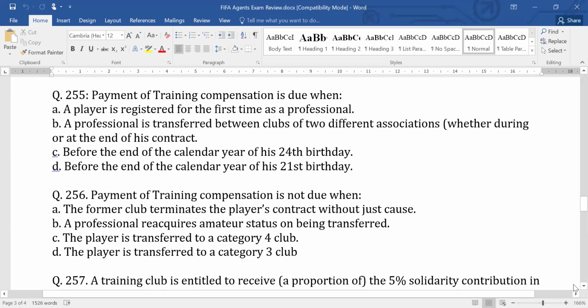All right, 255. I said payment of training compensation is due when what happened? I shared with you yesterday that payment of training compensation is due whenever a player is registered for the first time as a professional or when a player is moving from one club to another, especially clubs that belong to two different associations. So what it means is that, for example, a player in Chelsea, okay, let me give you a real life scenario. For example, say a player joined Chelsea at the age of 18, and Chelsea paid training compensation to all the clubs that have trained him from age 12 to 18. And this same player is now leaving Chelsea to Arsenal at the age of 22. Chelsea will not receive training compensation from Arsenal because both of them are in the same association.